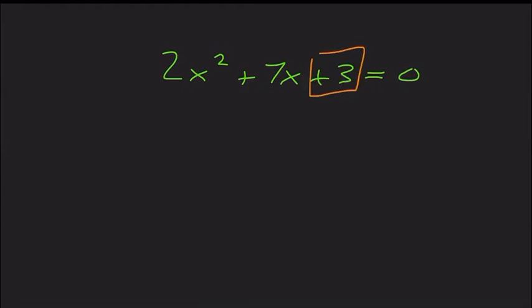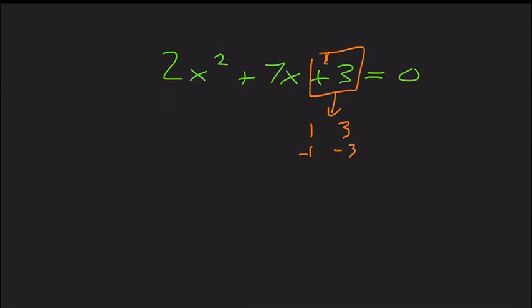So let's look at one like that. Let's say we have 2x squared plus 7x plus 3 equals 0. So first step is the same. Take the constant on the end. Pay attention to the sign. How do we get 3? By doing 1 times 3 or negative 1 times negative 3. Remember, if it's positive, it's going to be both the same sign, either both positive or both negative.